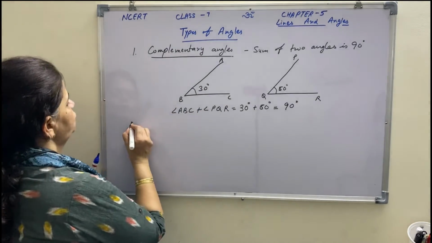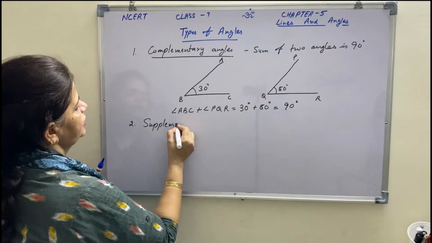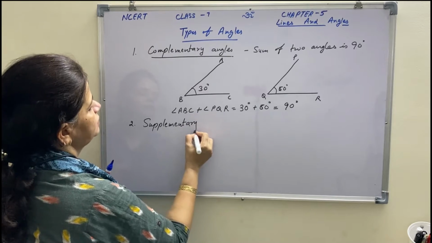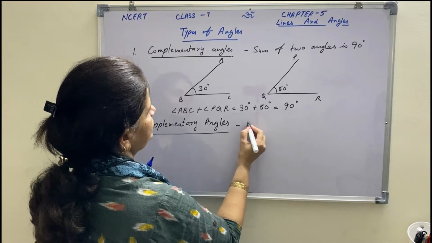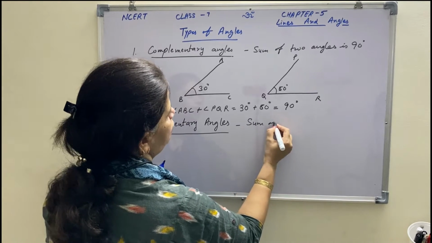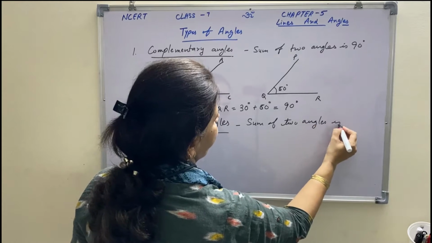And number 2 we have supplementary angles. Supplementary angles means the sum of two angles is 180 degrees. If we have two angles, the sum of the two angles is 180 degrees.